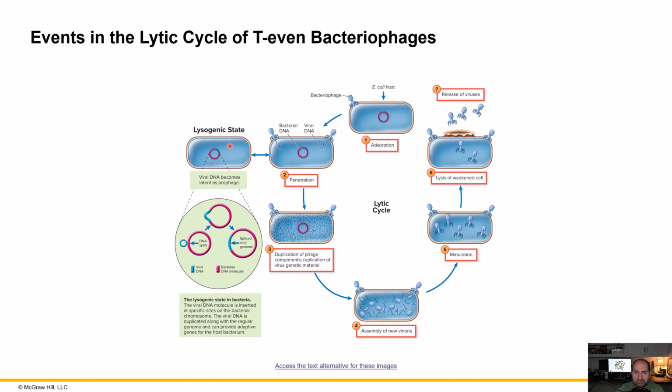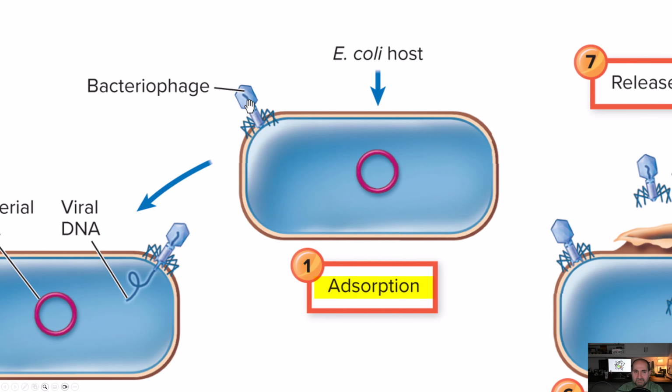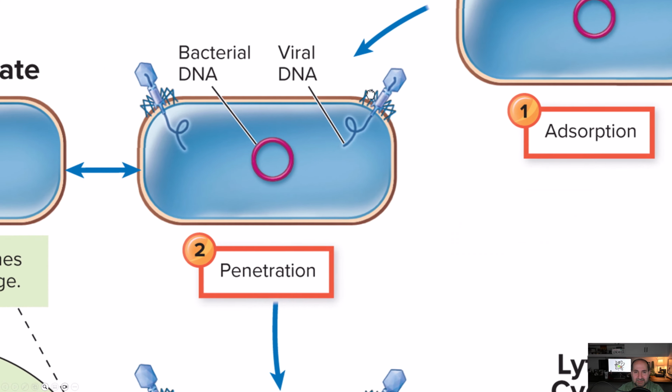So let me explain both. I'm going to start with the lytic cycle. With the lytic cycle, we start with adsorption, which makes sense. The virus or virion must attach to the host cell, the E. coli host. Remember that the bacteriophage is this complex virion with an icosahedral head and a helical tail. The tail fibers serve as spike proteins to bind to the surface receptors on the E. coli host. The bacteriophage then squats down and penetrates the cell.